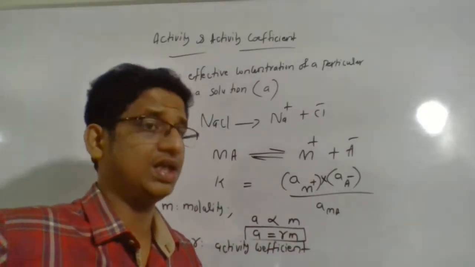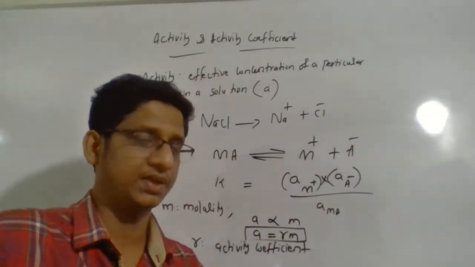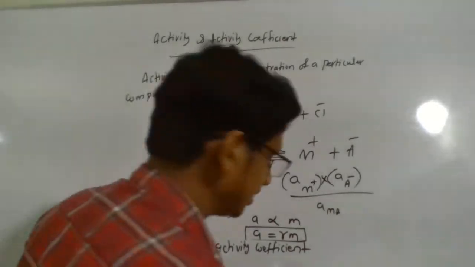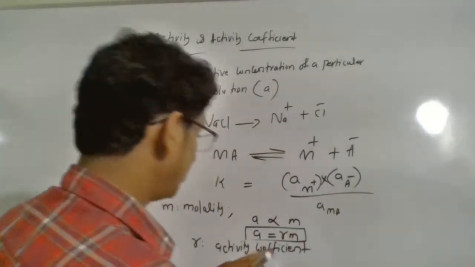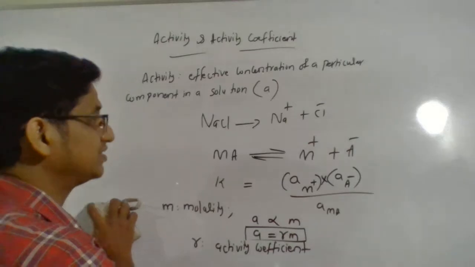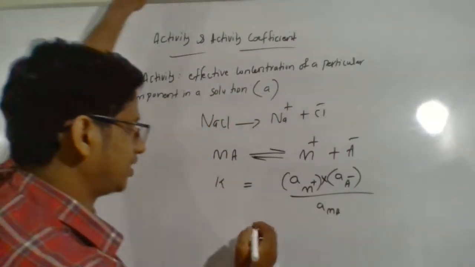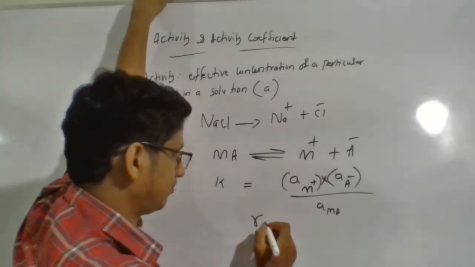So activity will give you an effective concentration of a particular component in a solution. So that's a very important equation: a is equal to gamma m. By using that, you can now change the above equilibrium constant equation. Instead of a, you can now use gamma m, right?